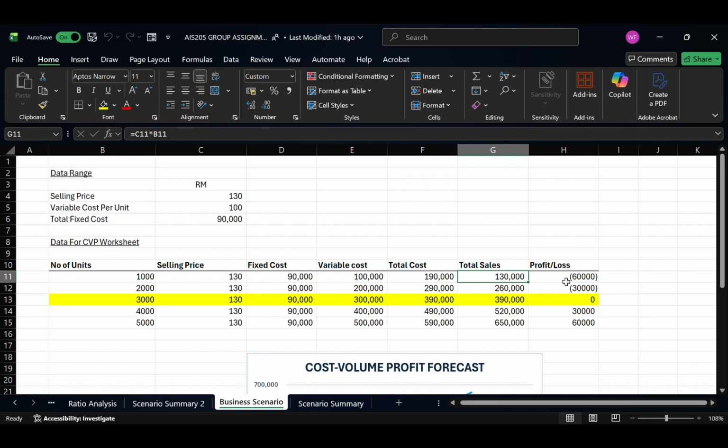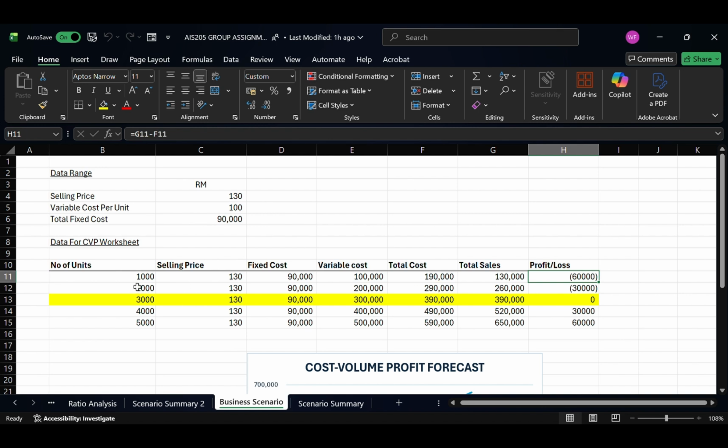And how we get the profit or loss column here is just by deducting the total sales and total cost, like G11 and F11. Same as the rest, just deduct the total sales and total cost together.